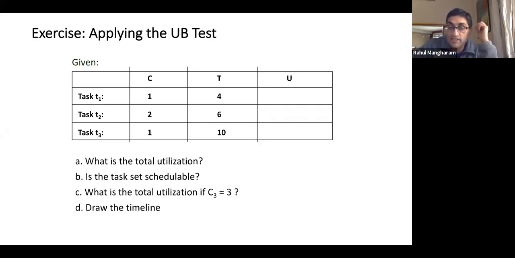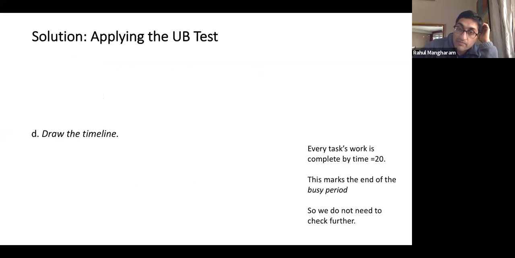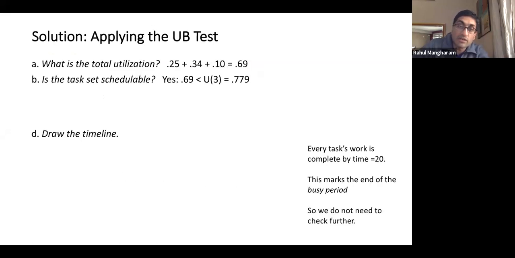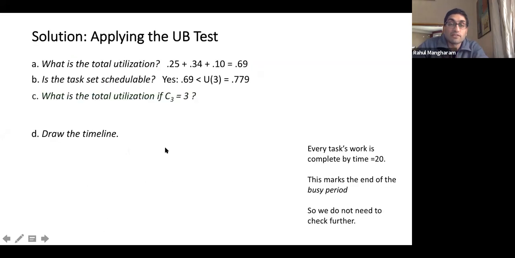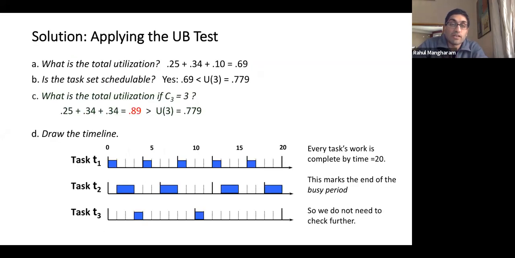I'll go through the second example, and this task set over here has a total utilization of 0.69, and that's less than the least upper bound limit by plugging in 3, and so I'm fine. But what if I make task three's execution time 3? So I change it from 1 to 3 over here. Then the utilization of my 3 tasks is 0.89.